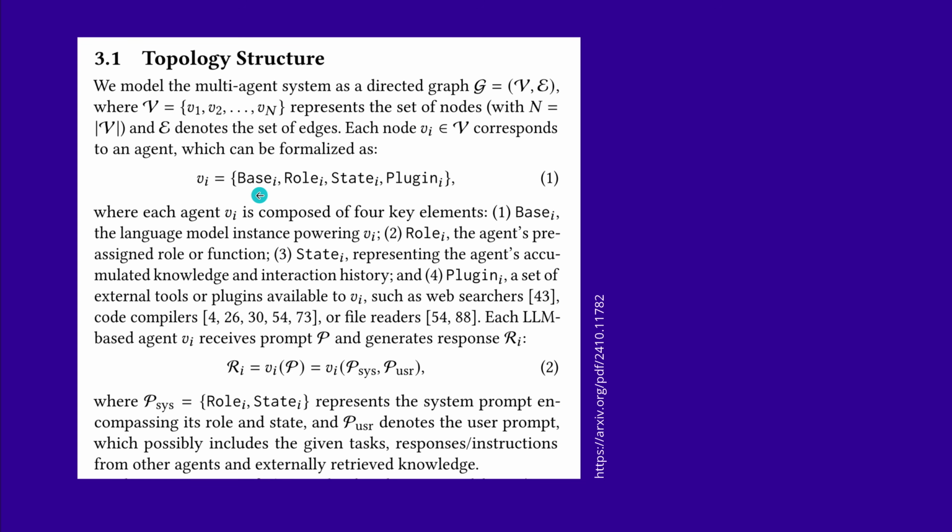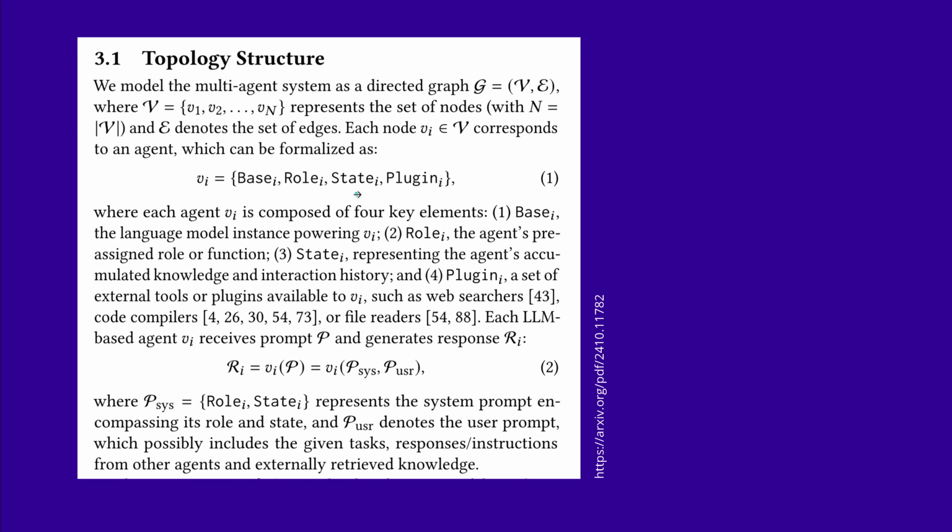We have the base. This is the language model. This is what I was talking about for the last minute. So it depends on the quality of the complexity-solving ability of your LLM. Then the role. This is the agent's pre-assigned role or function. You remember in the system prompt when you say, hey, you are now, I don't know, able to create French lyrics, or you are now a theoretical physicist. You have a role defined.